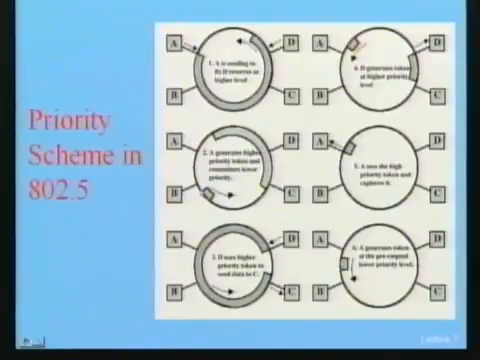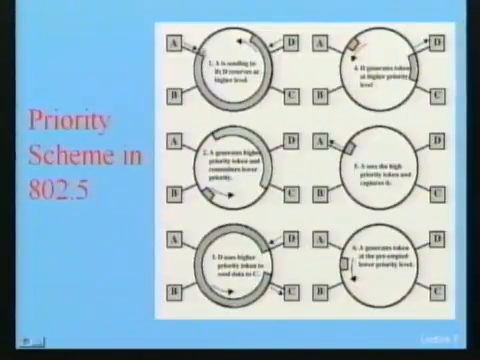Now, let's go to the issue of priority. I mean, for maintaining the ring and handling the priority. The first issue is how they handle the priority in 802.5. This example is coming from Stallings. It's a very good example which describes the general format of 802.5's priority scheme. Okay. The priority scheme is like this.